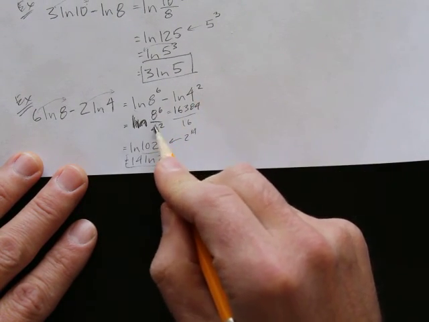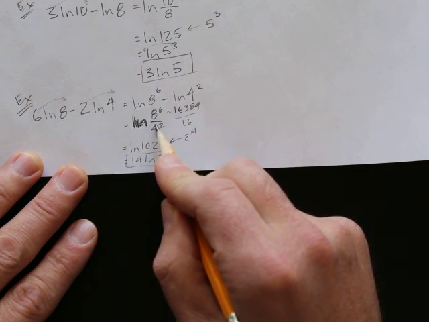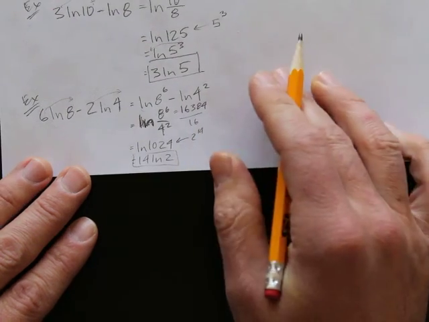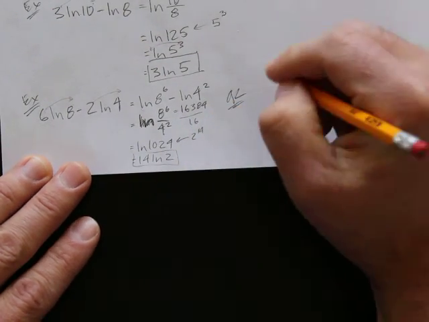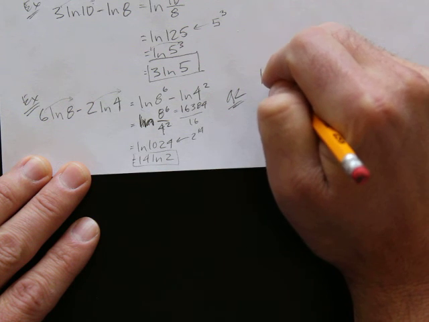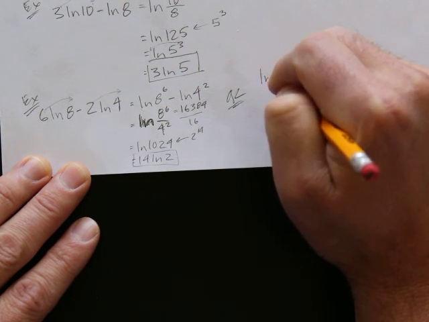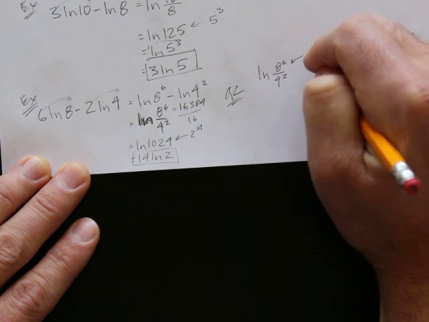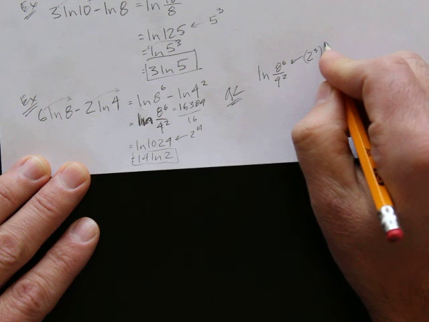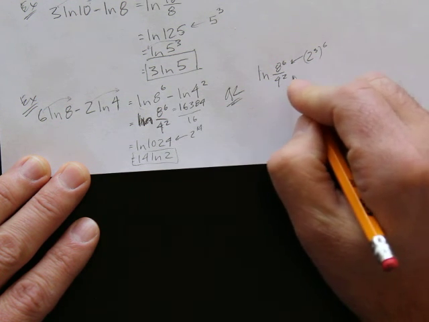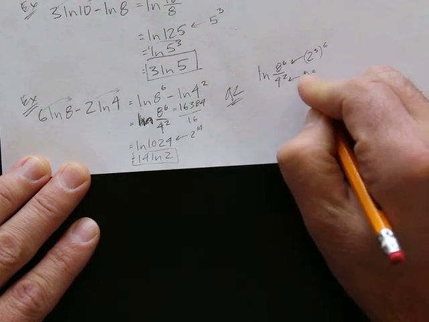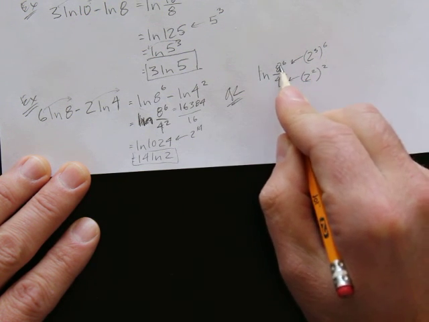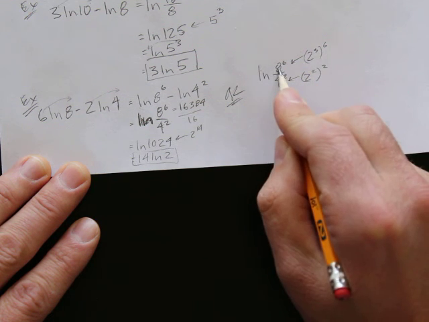We can just make these bases be the same. If you didn't have a calculator and all of this is kind of gross, we could solve it this way. Natural log of 8 to the 6th power over 4 squared. We can rewrite 8 as 2 to the 3rd power, and we can rewrite 4 as 2 squared. So I substituted 2 squared for 4, and 2 to the 3rd power for 8.